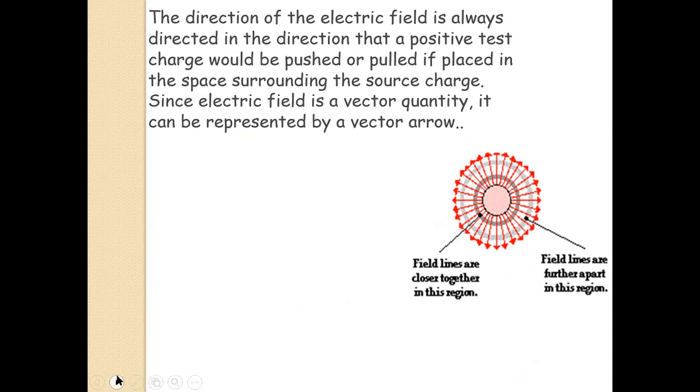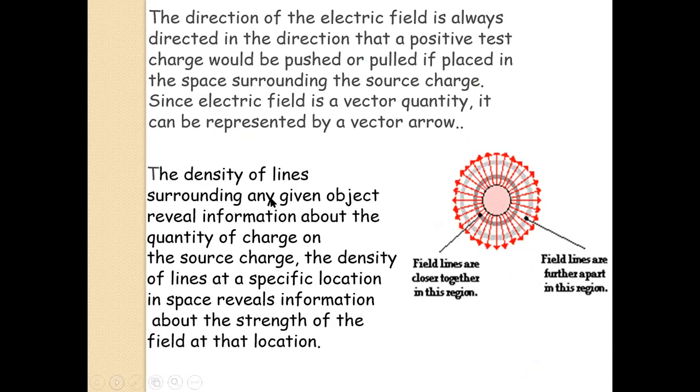And the second thing to note down is that if the strength of the electric field is more, it means the density of the lines, these arrow lines we are making, is more. If the density is less, the field lines are apart from that region where the density is less. So the strength of the electric field at any point can be represented by the density of lines. For more strength, more lines are there.